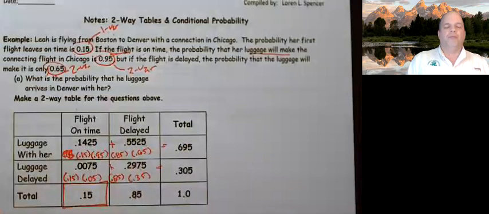All right, so it asks us to make a tree diagram. Well, I'm not a big fan of tree diagrams. However, this is the way some people learn, and so consequently, I'm going to go ahead and make one.